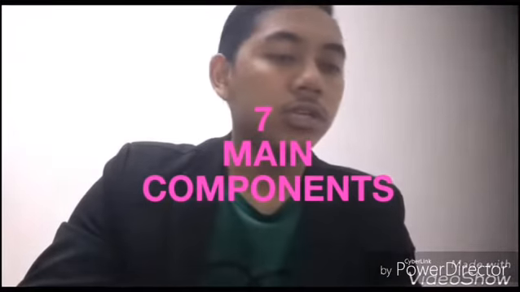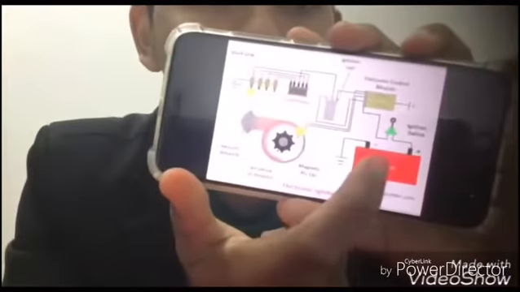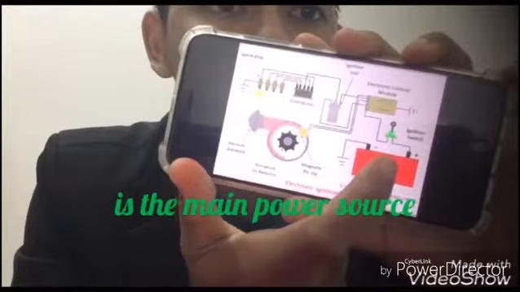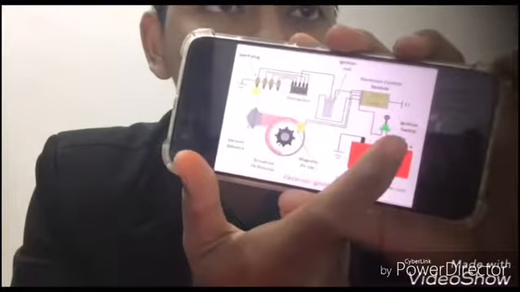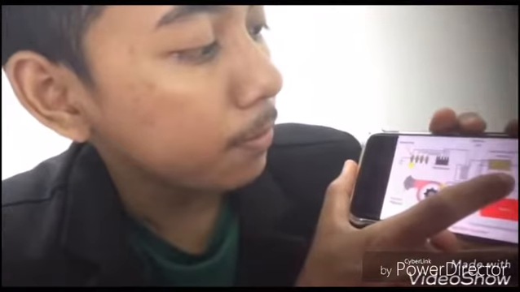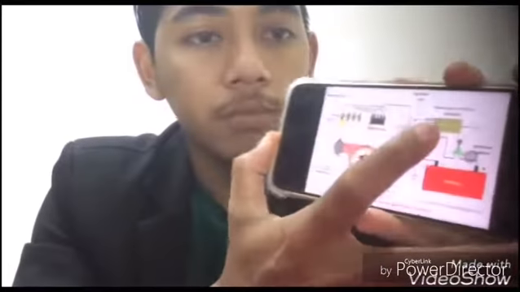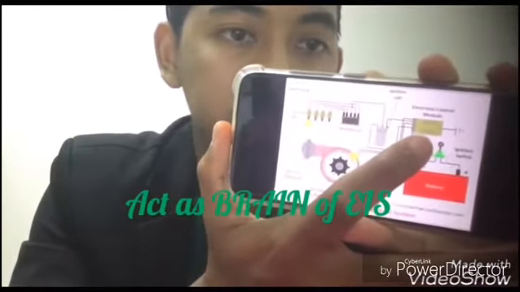Okay, I will show you the seven main component parts of the electronic ignition system. The first part is the battery. As you can see here, this is the battery, and the battery connects to the ignition switch here, and the ignition switch connects to the electronic control module, which is the brain of this system.